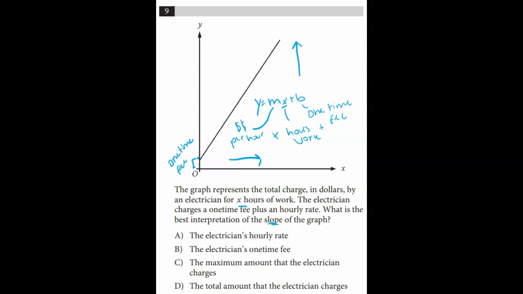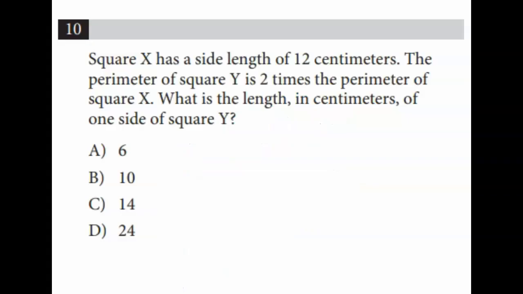So what is the best interpretation of the slope? Well, over here, we just said it. M is the slope of an equation, and it's going to be the number of dollars per hour. So let's look at the answer choices. His hourly rate, yep, because your hourly rate is the amount you make per hour, hence hourly rate. Electrician's one-time fee, no, that's going to be B. That's going to be our y-intercept. The maximum amount that the electrician charges, no, actually nowhere on the graph does it mention he has a maximum amount. So the total amount that the electrician charges, well, that's not the slope. That's going to be the points along the line. So we know that it's going to be A for number 9. Yeah, there we go.